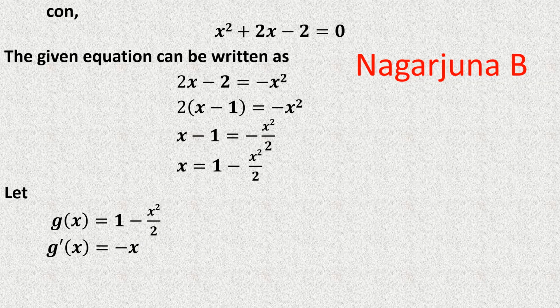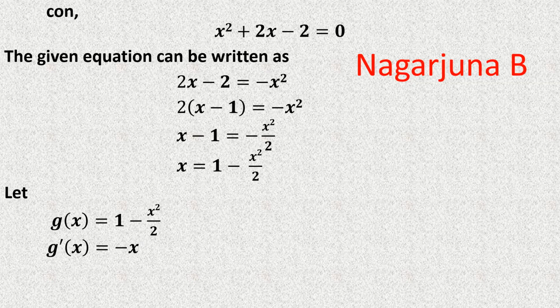So the differentiation formula you know: differentiation of x to the power n with respect to x is equal to n into x to the power n minus 1. So here 1 is a constant, and differentiation of a constant is 0.